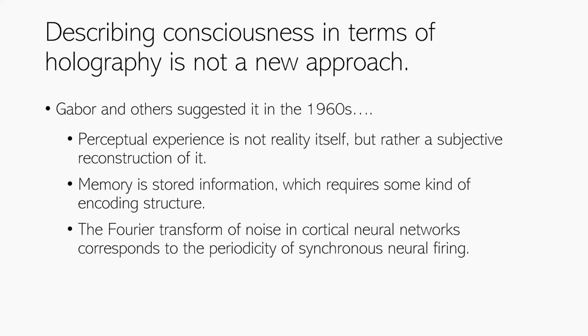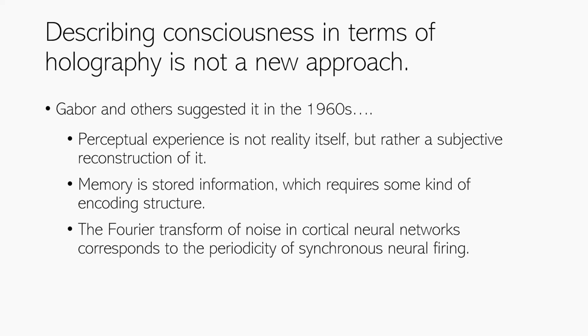And most intriguingly, they found that the Fourier transform of noise in cortical neural networks actually corresponds to the periodicity of synchronous neural firing. And this is analogous to the Fourier transform that we just performed with the Kubo fluctuation dissipation theorem when we modeled how quantum oscillations contribute to cortical neuron signaling outcomes. And that only occurs when temporally coincident events converge on a neuron within the very short time frame of membrane potential rectification kinetics. And again, this was discovered in the 1960s.